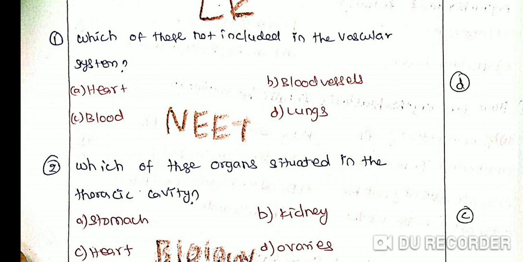The vascular system or the human circulatory system consists of the heart, the blood vessels, the arteries, the veins and the capillaries, and the specialized fluid connective tissue, blood. The lungs are part of the respiratory system.